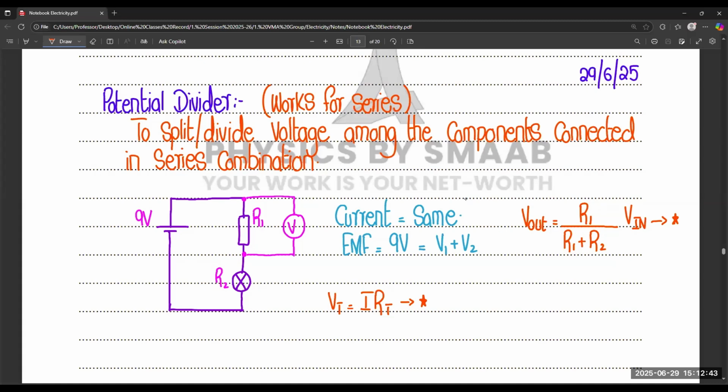We know Ohm's law, and right now the components are connected in the circuit, so we can apply Ohm's law on it. This is the simple formula of Ohm's law: V is equal to IR, and VT means total voltage. Total voltage means EMF. I is the value of electric current. Electric current remains the same, so we just write I, because it is always the same in a series combination.